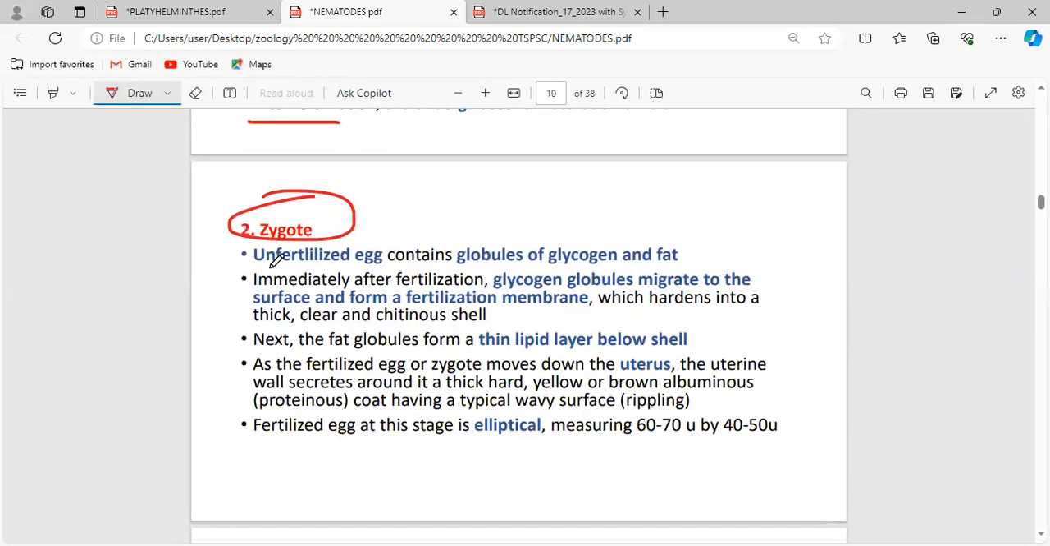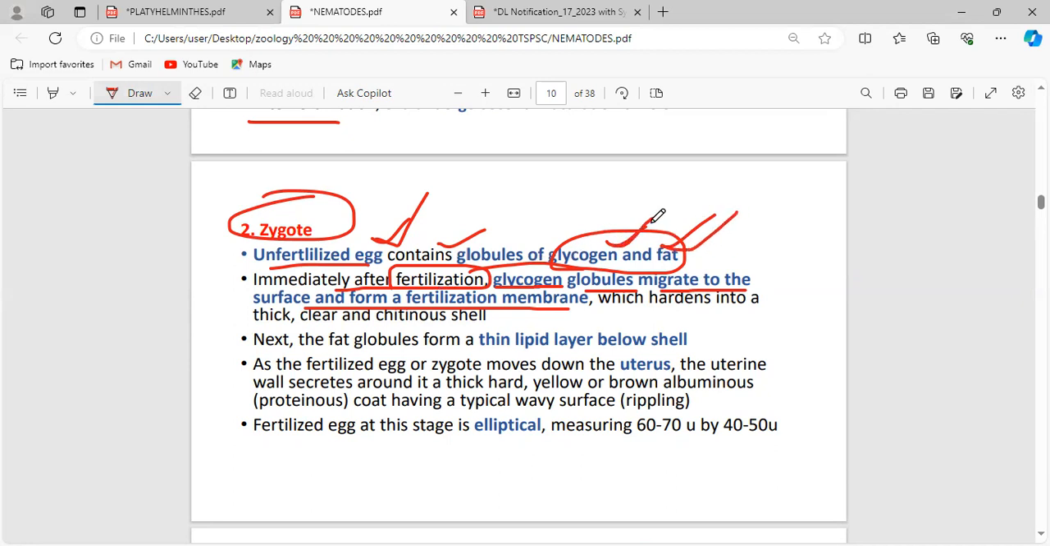An unfertilized egg contains globules of glycogen and fat. Immediately after fertilization, the fusion occurs, and male and female gametes get fused. The glycogen and fat globules migrate to the surface and form a fertilization membrane. Before fertilization, glycogen and fat are present, but after fertilization, they have been converted into the fertilization membrane.